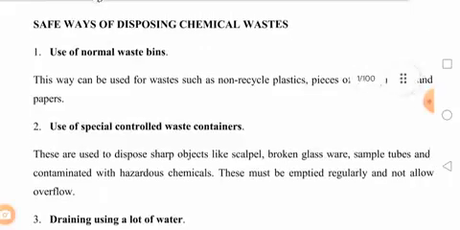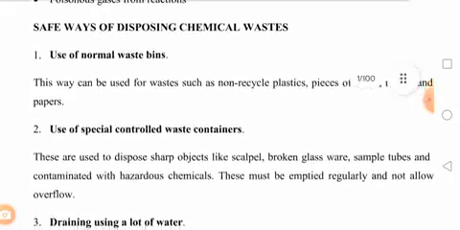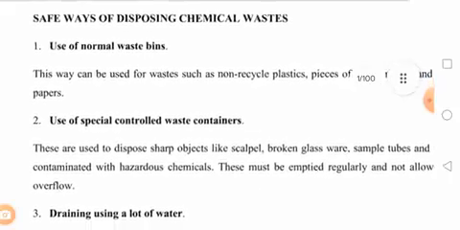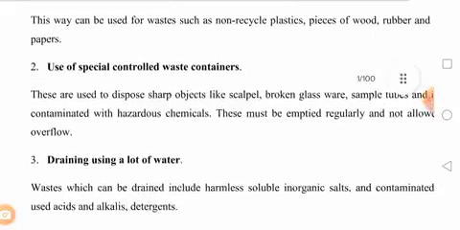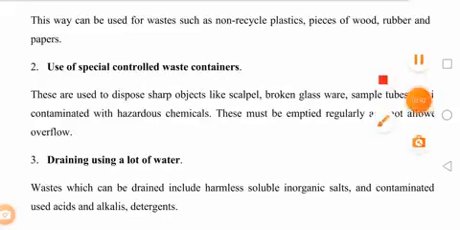So a safe way of disposing chemical waste: use a normal waste bin, because my waste products you can place in the bin. That will be proper. Another one, you can use special controlled waste containers, for example, if my waste produces poison gases.